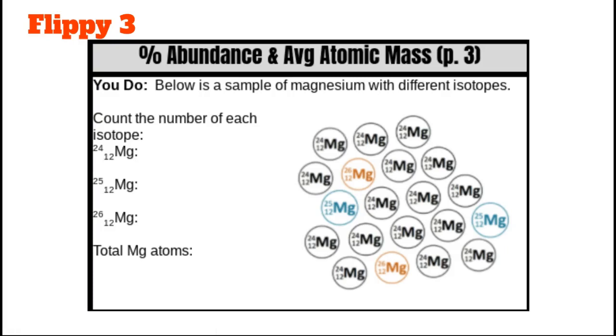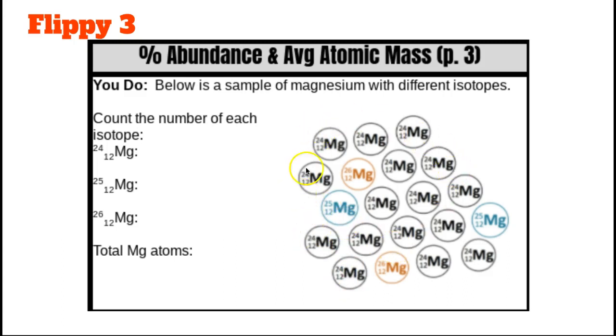In this video, we're going to talk about how to calculate percent abundance of an isotope as well as the average atomic mass of an element. So we learned the other day that atoms can form what we call isotopes. These are atoms of the same element. So for example, this is all the element magnesium. So these circles represent atoms of magnesium.